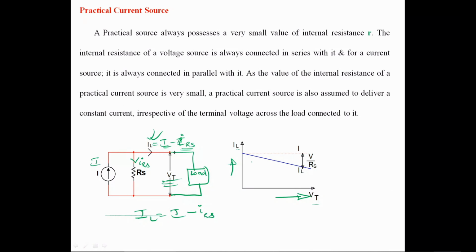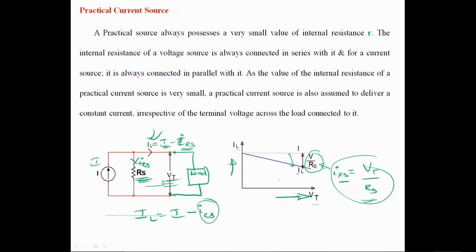Therefore the load current IL drops, and this drop is due to this V by RS current. IRS is equal to the current through this resistance, which is equal to voltage divided by resistance. What is the voltage across it? VT divided by its resistance. So this drop in current is due to the internal resistance of your current source.